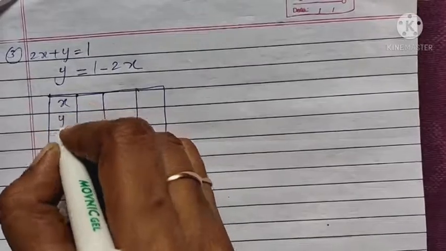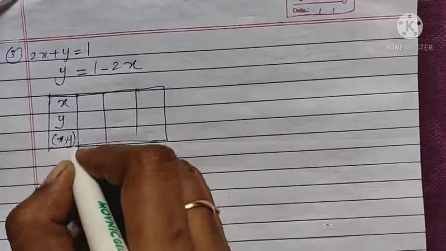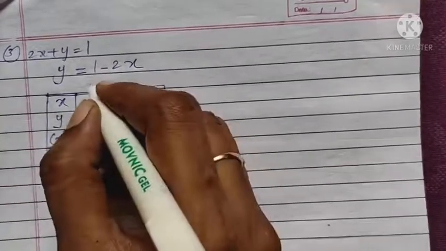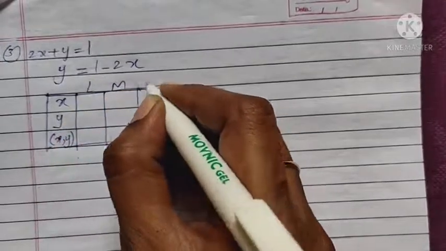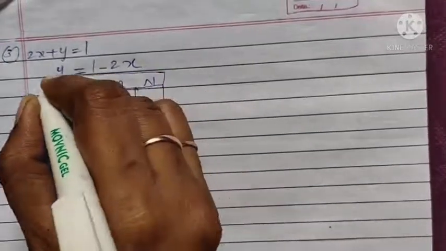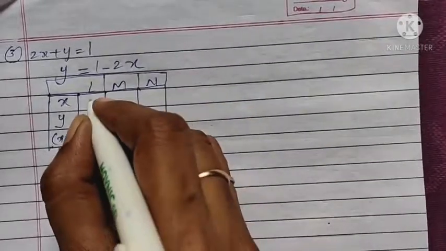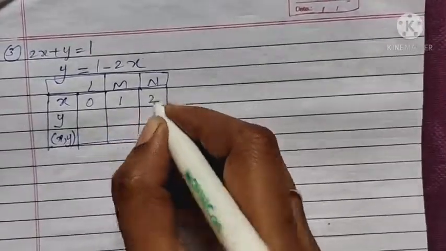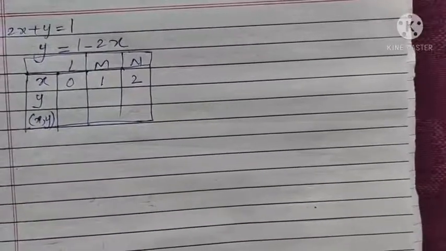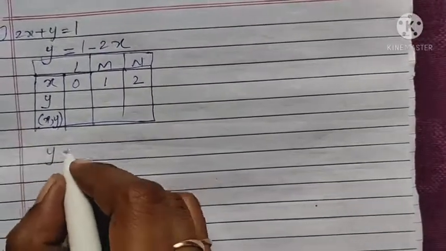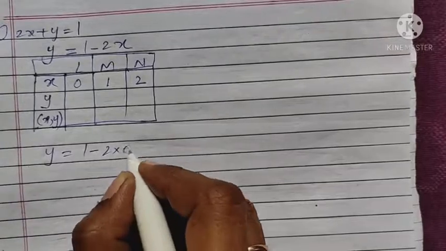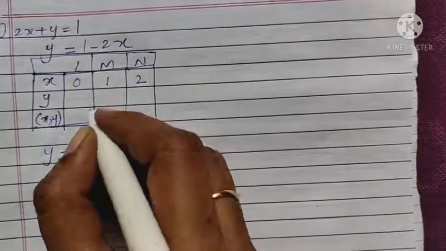This is x coordinate, this is y coordinate. I am taking your name L, M, N. So draw one more box here. L, M, N. So x coordinate I am choosing 0, 1, 2. Now substitute the value of x coordinate and find y. So y is equal to 1 minus 2 into 0. 2 zeros are 0. Then your answer is 1.